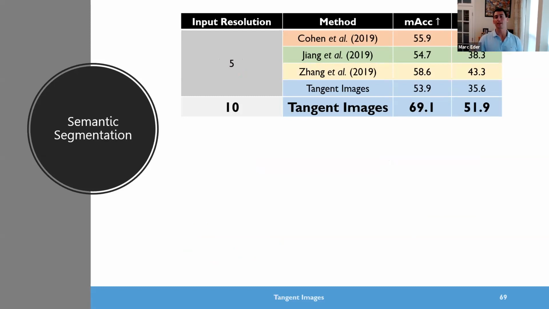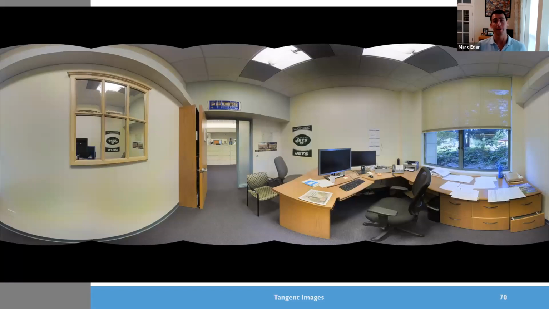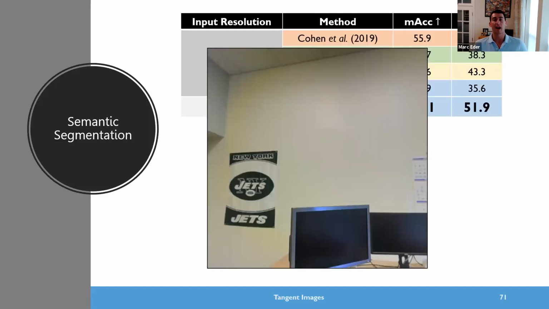So for perspective, here is the actual size of the image we train on. So this is your 4K equirectangular image. And this is an example of a 512 by 512 tangent image at base level 1. So unlike at level 5, we can clearly see that the occupant of this office has the misfortune to be a New York Jets fan.